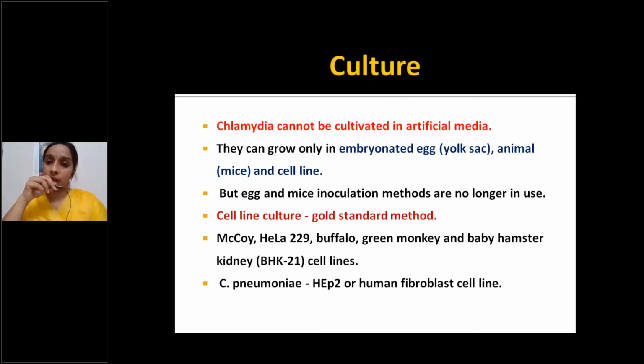Next, coming to culture, we already discussed this under cultural characteristics. Chlamydia cannot be cultivated in artificial media, and the embryonic egg and animal inoculation methods are no longer in use. Nowadays we are not using those two methods. The gold standard here is cell line culture. Different cell lines are McCoy, HeLa 229, monkey kidney cells, Buffalo green monkey kidney cells, and baby hamster kidney cells.